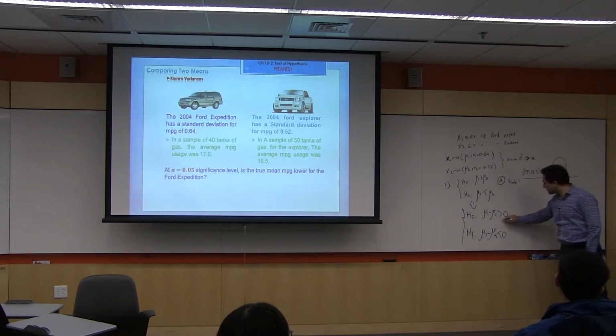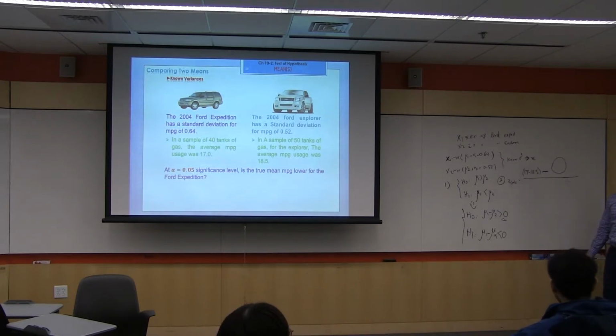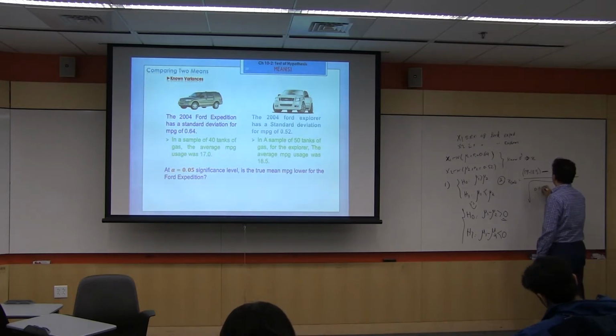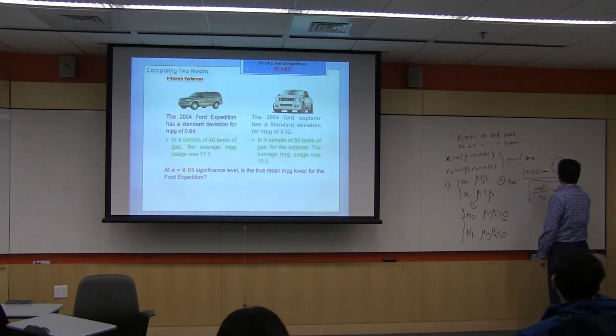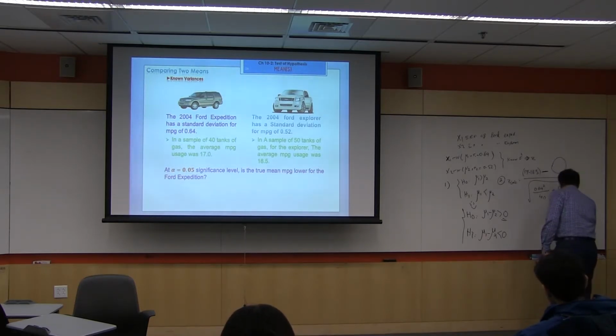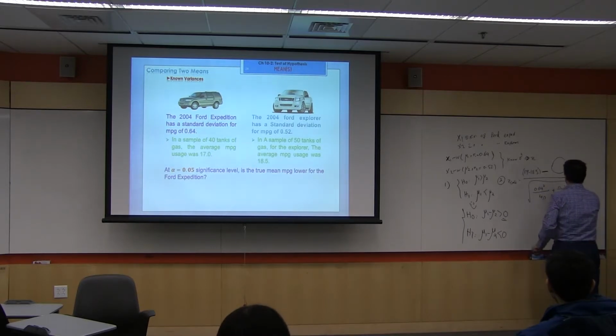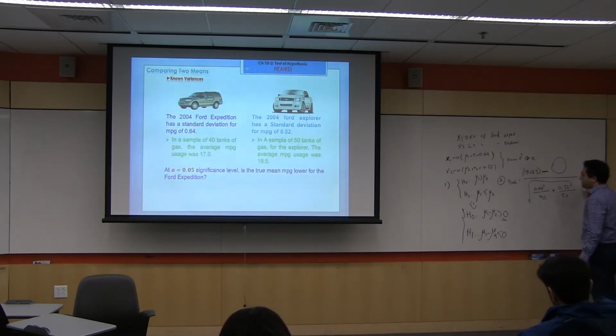And that comes from the test. Over sigma 1 squared, 0.464 squared over n1. What's n1? Plus 0.52 squared over n2. What's n2? 50. Yes. Z-calc is? Minus 11.99. Thank you.